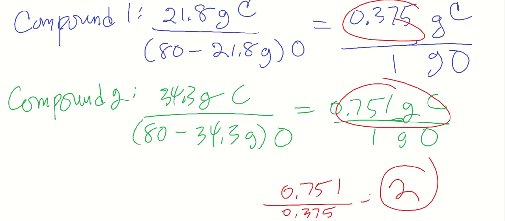Compound 1 is going to be, Dalton didn't know this, but we know it's carbon monoxide, and compound 2 is carbon dioxide. But anyway, the question is asking us, the ratio is going to be 2 to 1 between compound 2 and compound 1. So 2 to 1. And there's our answer.